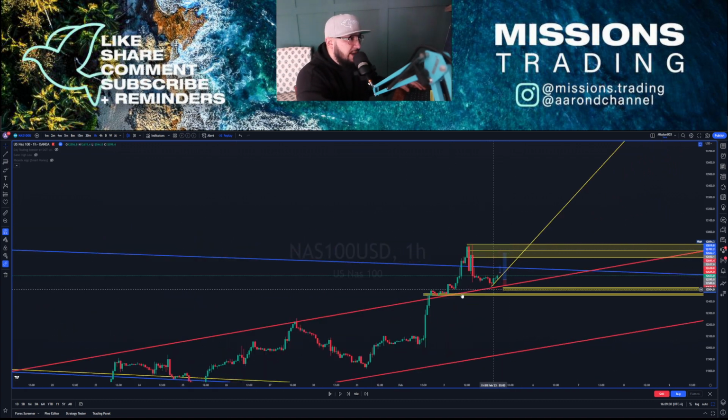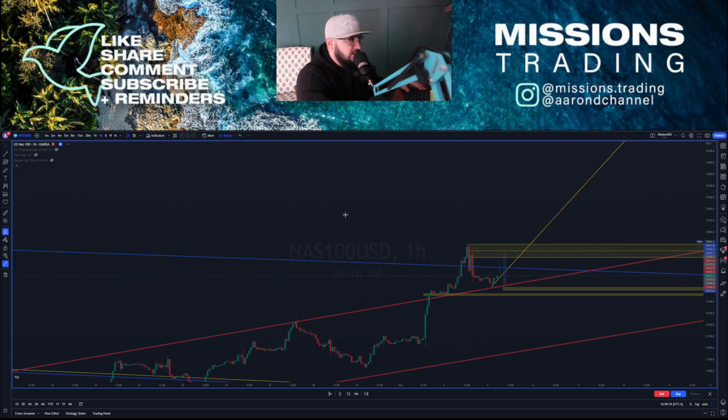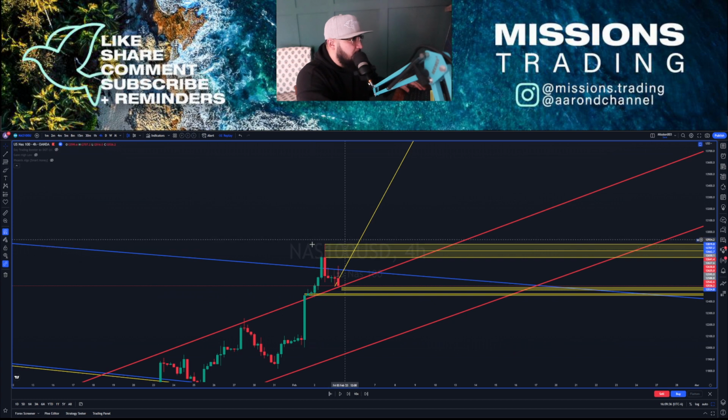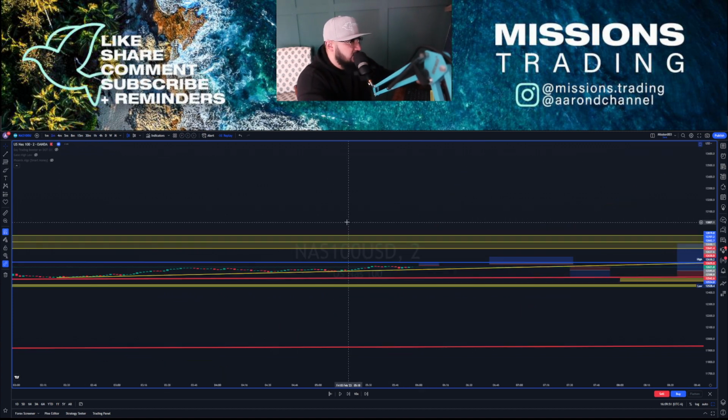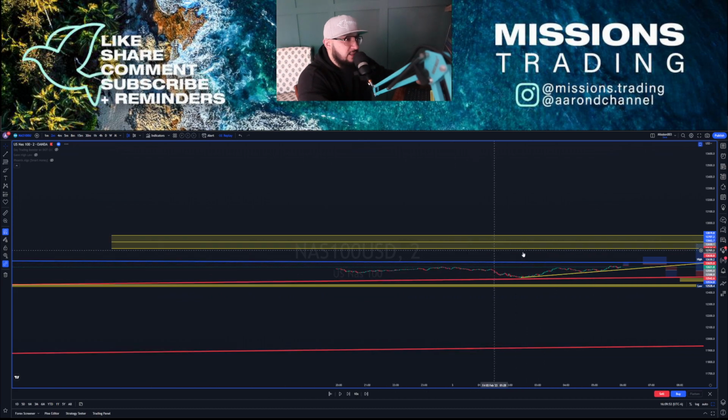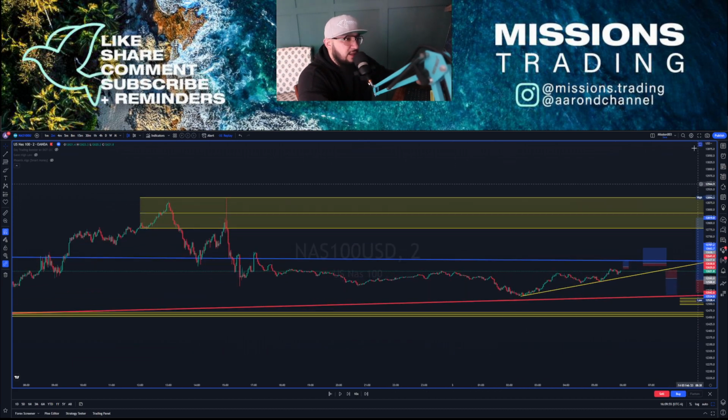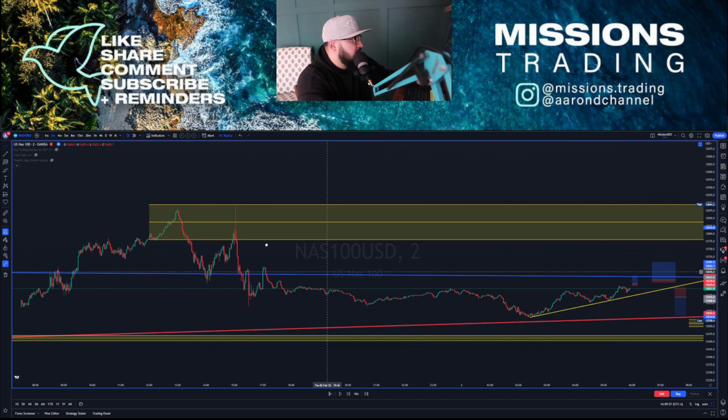We break that, and then we create a 4-hour order block, which you can see here by the yellow bar. We got the gold bar, right? And then price just melts from that gold bar. Okay, so back to a lower time frame.